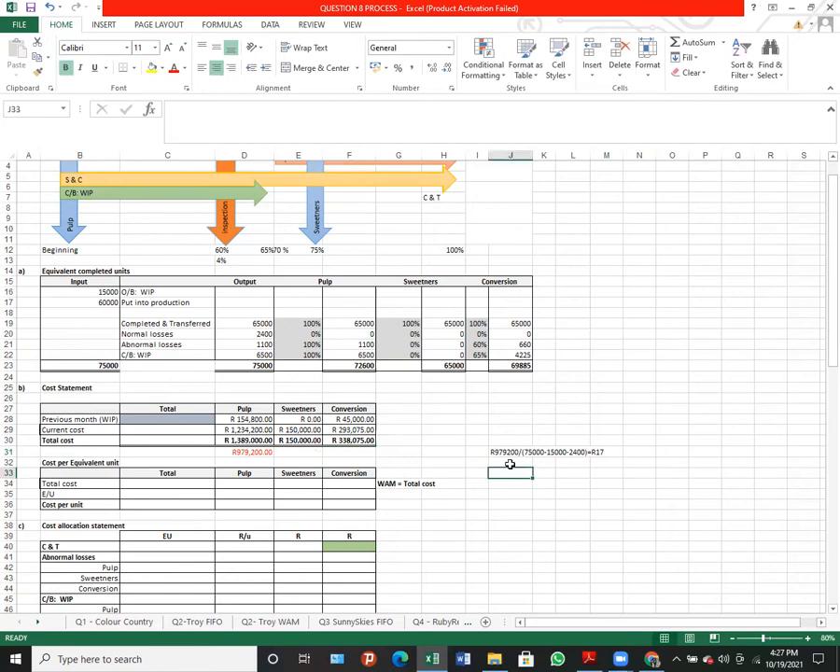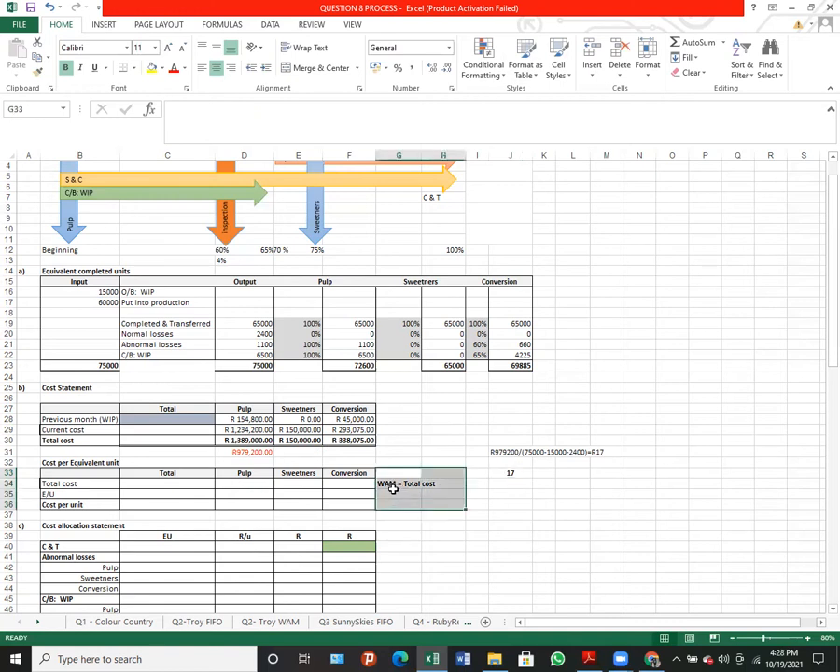Let me do this. Is equal to this divided by this minus this minus this is equal to 17 rand. Yes, my calculation is correct, guys. Here, guys, please focus here, guys.